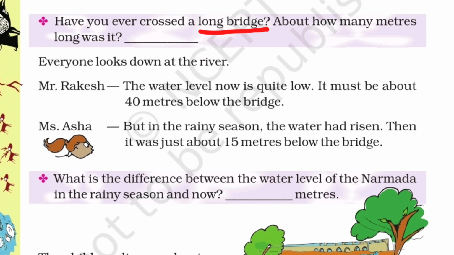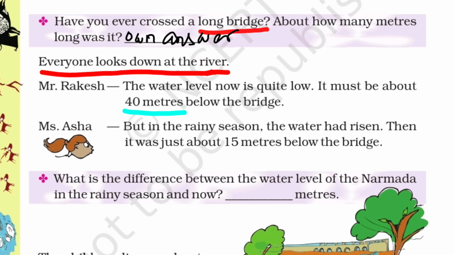So you can write your own answer for this question, whether you have crossed any bridge or not, and if you have crossed it, you have to mention it along with the meters. Okay, so write your own answer for this question. So the next one, everyone looks down at the river. The teacher said, Mr. Rakesh, the water level now is quite low. It must be about 40 meters below the bridge. So now the water level is 40 meters below the bridge.